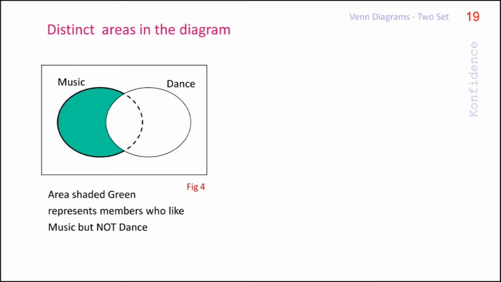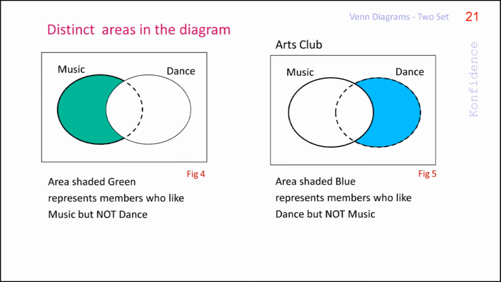In figure 4, the area shaded green represents members who like music but not dance. Please note that it does not include the entire oval. Rather, it avoids the part common to both circles. In figure 5, the area shaded blue represents people who like dance but not music. Both of these are unique people, and these 2 sets represent people who like only music and people who like only dance and will have no common members.